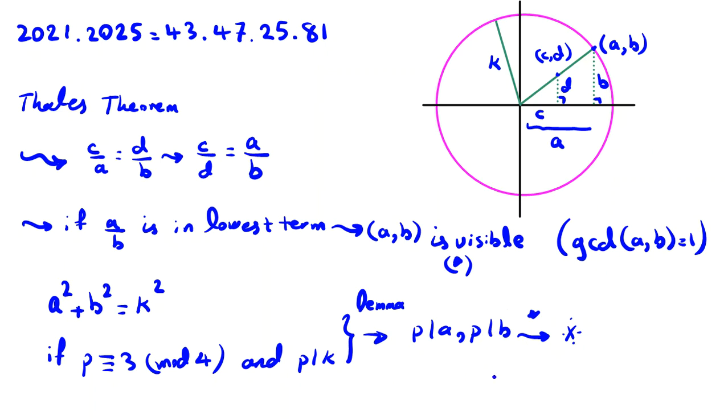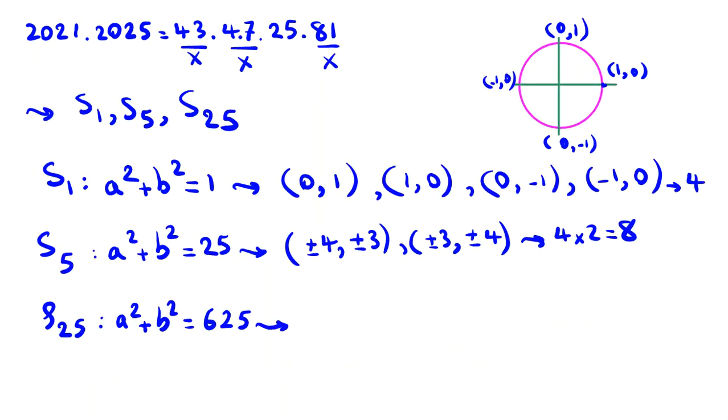So because of this important and useful conclusion, if we consider prime factors, 43 is a prime factor congruent to 3 mod 4, so we can't use that. Also, we can't use 47 here. 81 is 3 to the power of 4, so 3 is a bad prime. So the only divisors that we should consider are divisors of 25: S_1, S_5, S_25. For S_1, a squared plus b squared equals 1. You can check these four numbers.